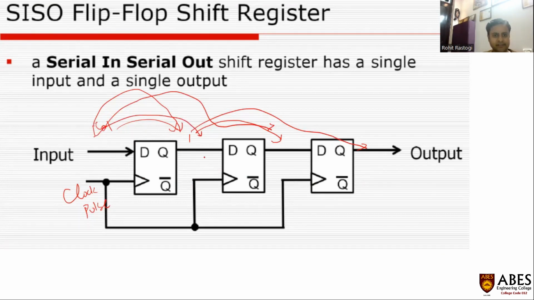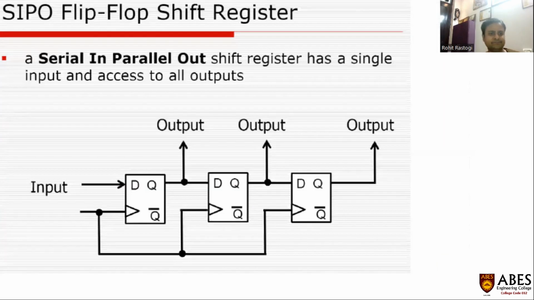So you can see that in the first clock, this one will be here. In the next one, this 1 and 0 will be here. And in the third cycle, 1, 0, 1. And then external input can be given. So after 3 clock cycles, 101 will be stabilized as the output.